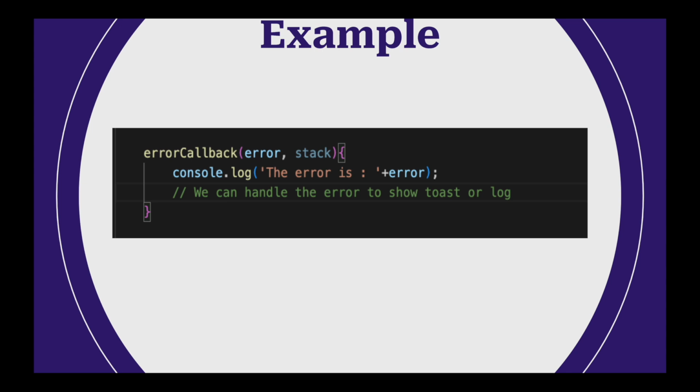And its example is errorCallback, with error and stack. Stack is nothing but the log, or you can say the state or the place from which this error is occurring. So it will give you that location, and error is exactly what error will be coming up. So you can use this to show a toast or log in case any error occurs in a child component.